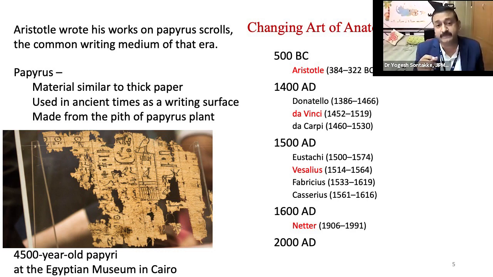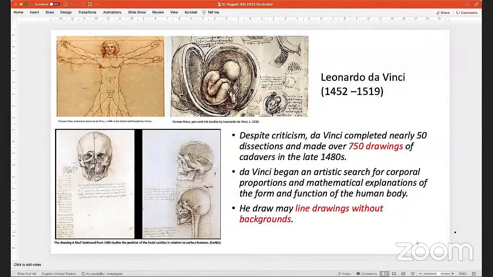This is one ancient papyrus scroll which is now kept for demonstration. It is 4,500 years old. Leonardo da Vinci created more than 750 drawings of cadavers in 1480. In spite of a lot of criticism against his dissections and his methodology, the most important thing is that he introduced line drawings without the background, which we have to understand. Nowadays what students need is the line diagram without the background, but for understanding we need 3D illustrations also.